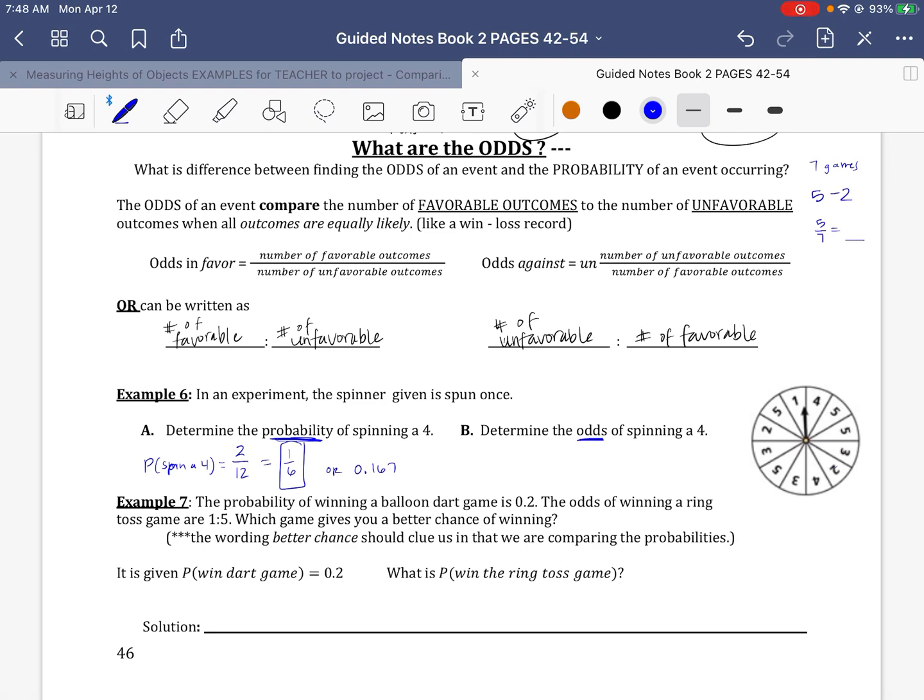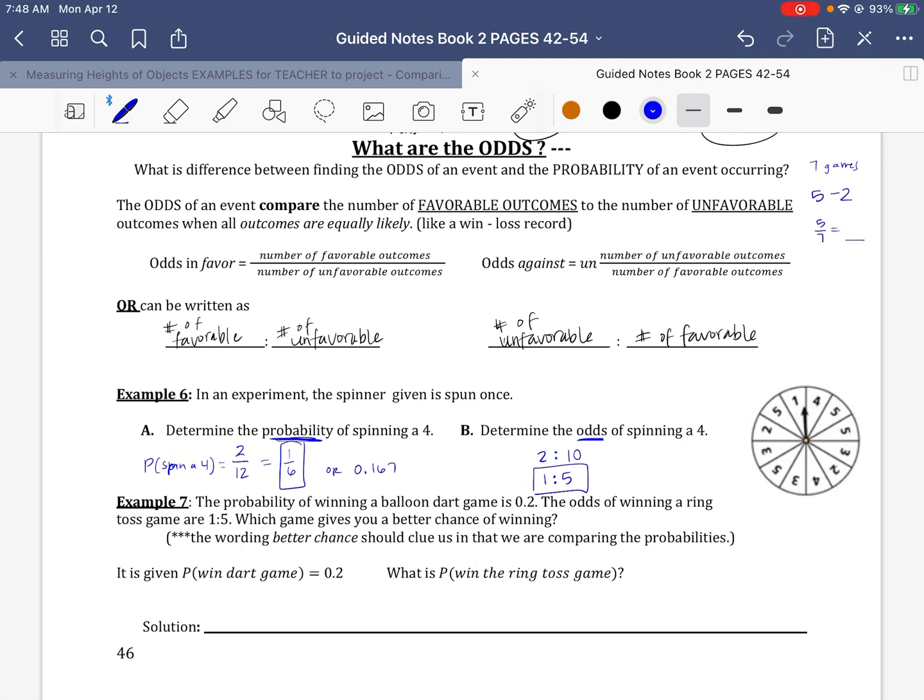If we determine the odds of spinning a 4, now again, the odds is just a comparison. So if there are 2 4s on there, then there are 2 favorable outcomes, and the rest of them, the other 10, are unfavorable outcomes. So this is a 2 to 10, or in other words, we simplify it just like we would a fraction, and we would say the odds are 1 to 5.